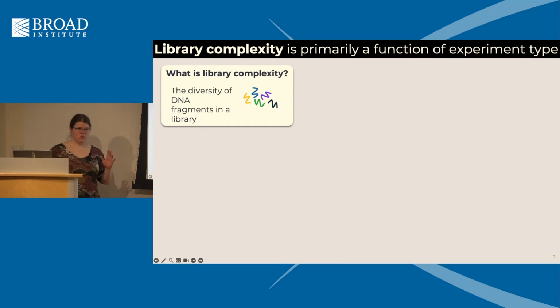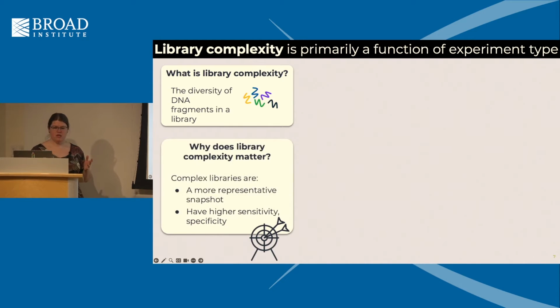Okay, so to switch functions and talk a little bit about what we're actually sequencing here, library complexity is something I think is important to address. It's a function of experiment type, and it relates to the diversity of the fragments that you have in a library. It matters because libraries that are more complex, libraries that generally have a lower duplication rate, are a more representative snapshot of what's going on in the cell or collection of cells or chunks of a tissue that you're working on at a given point in time.